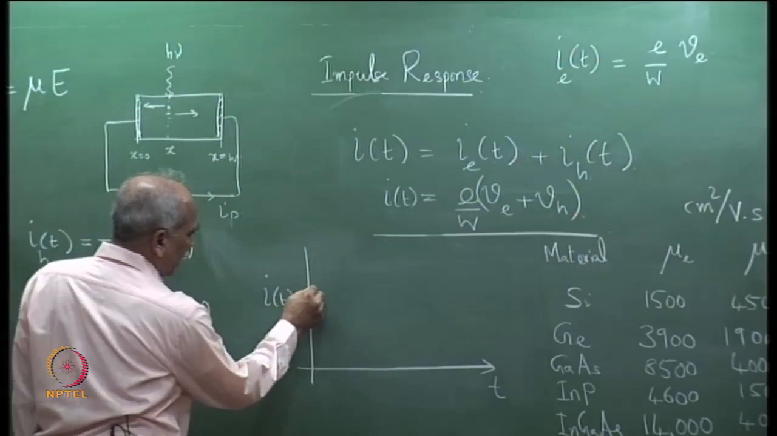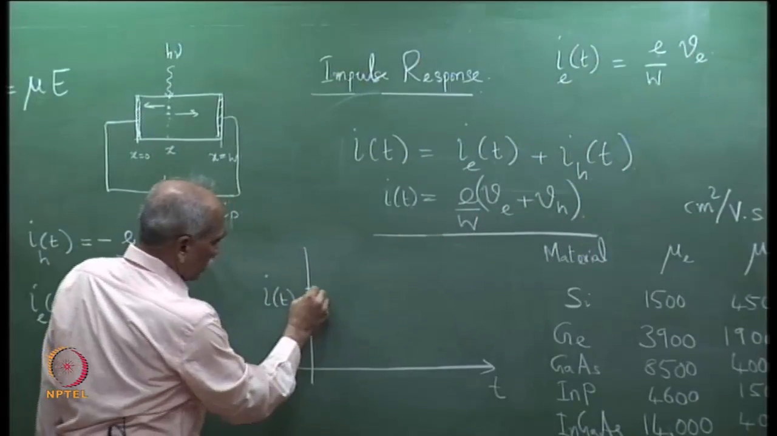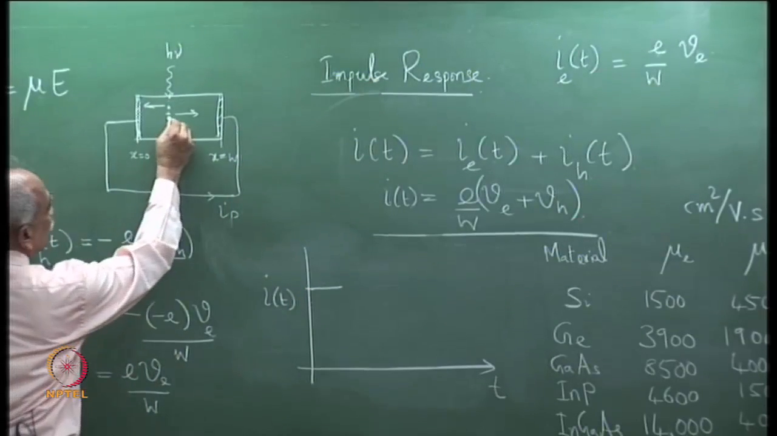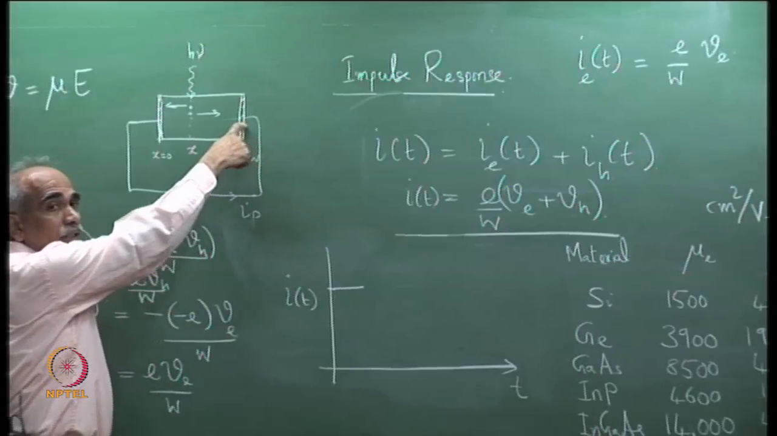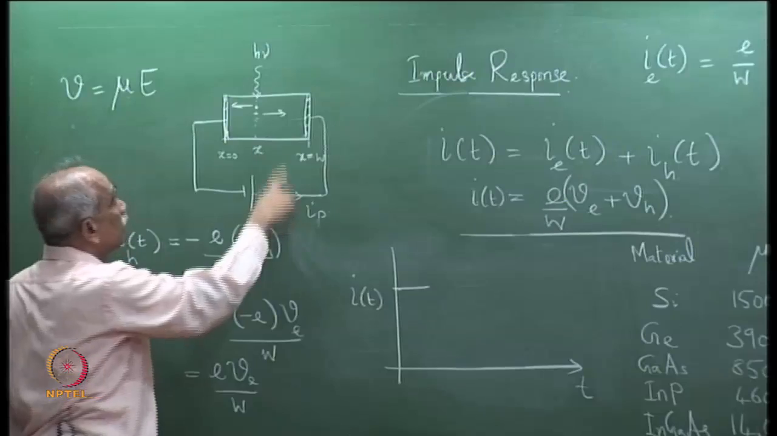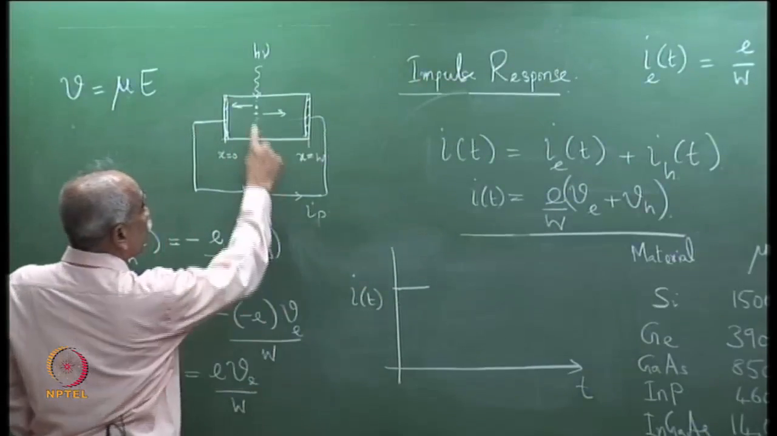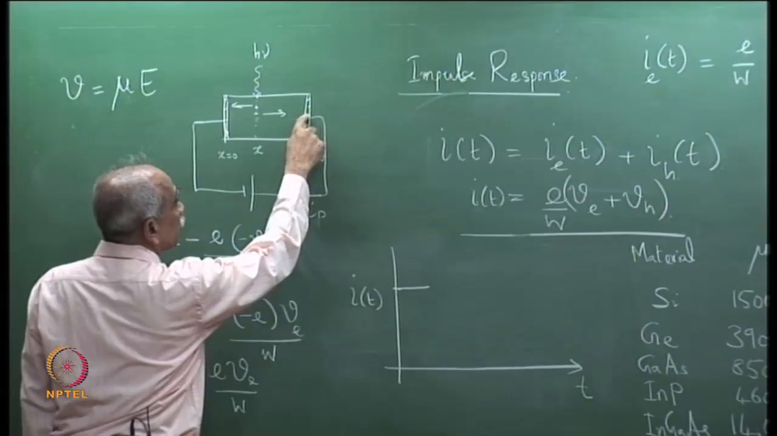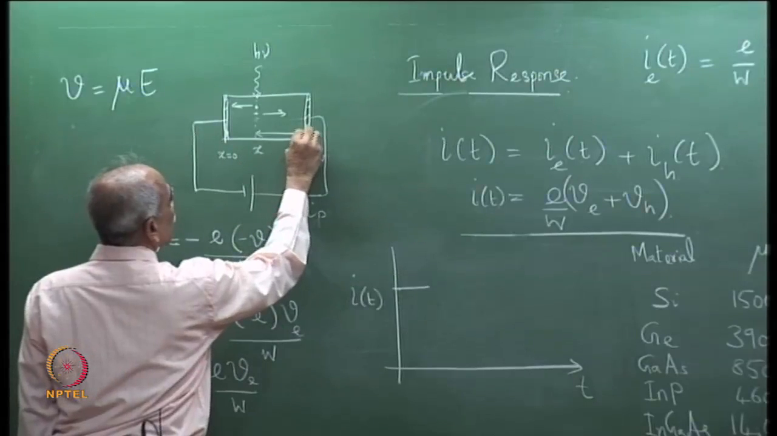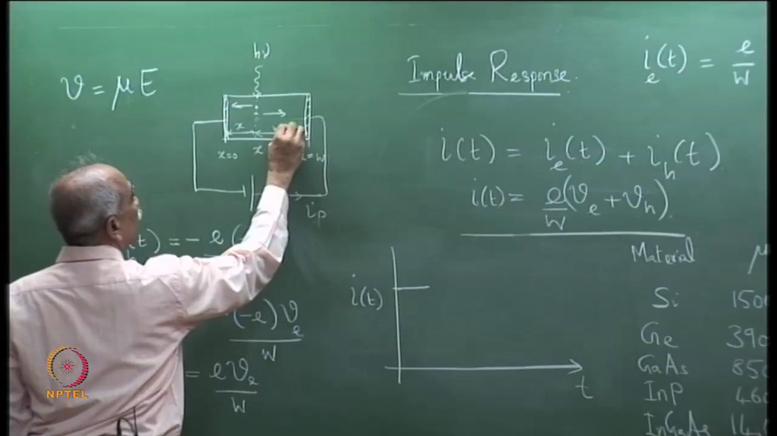So, if I say that I e of t is equal to this value E into V e by W, is somewhere here, then current will persist till the electron is collected by the electrode here. Electron moving in the semiconductor is responsible for a photocurrent. When the electron is collected, till this time current will persist in the external circuit. So, what is the time taken for electron to move from here to here? So, if this is W, then this separation is W minus X, this is X.